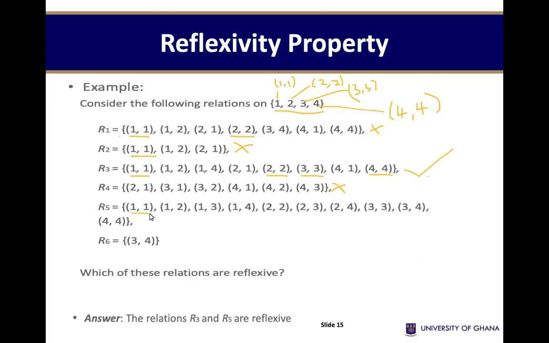1 is related to 1. 2 is related to 2. 3 is related to 3. And of course, 4 is related to 4. So with that said, we can draw a conclusion that this is also what? Reflexive. This is not irreflexive. So in that case, we can only conclude that R3 are next.